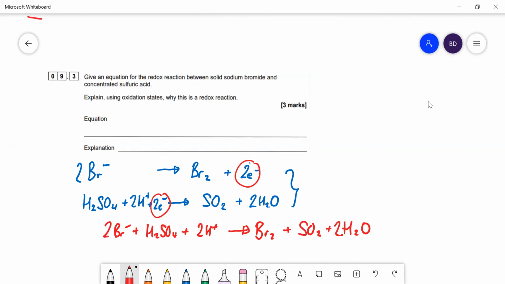Right, explain using oxidation states why this is a redox reaction. Well, the oxidation number of bromine here is -1, and here it's 0, so the bromine has been oxidized. Whereas the oxidation number of sulfur in sulfuric acid is +6, whereas here it's only +4, so that has been reduced.